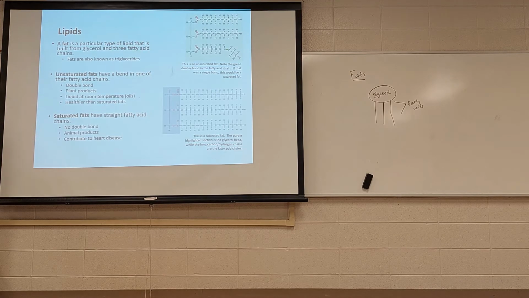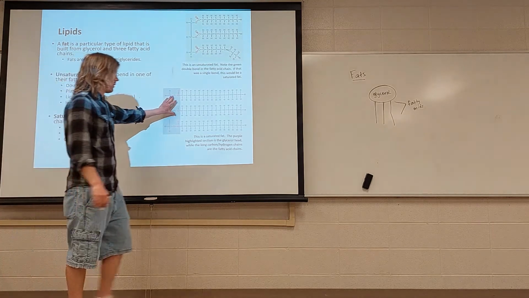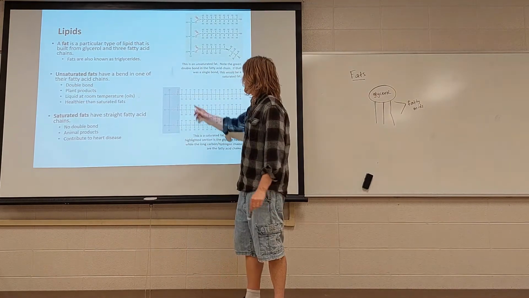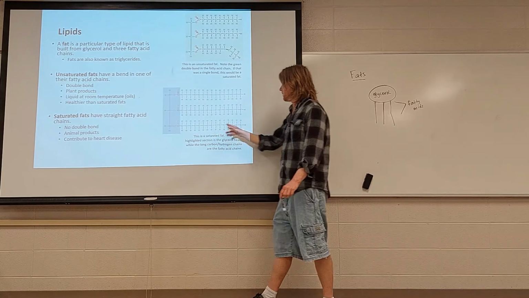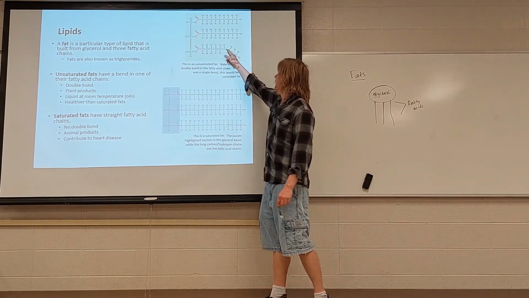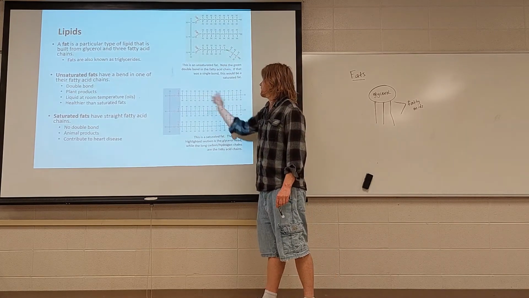Two major types of fats that you'll encounter are saturated and unsaturated. So let's go ahead and start with saturated fats. Take a look at this picture over here. Notice how the fatty acid chains are completely straight. There's no bend to them. They just are completely straight.